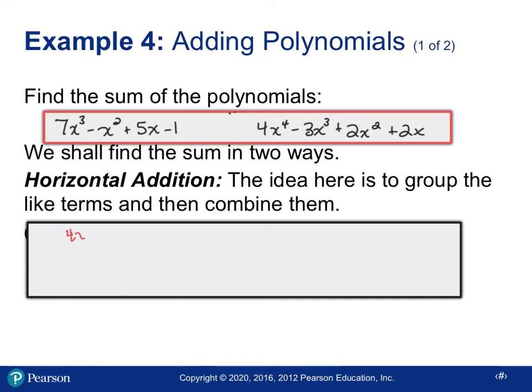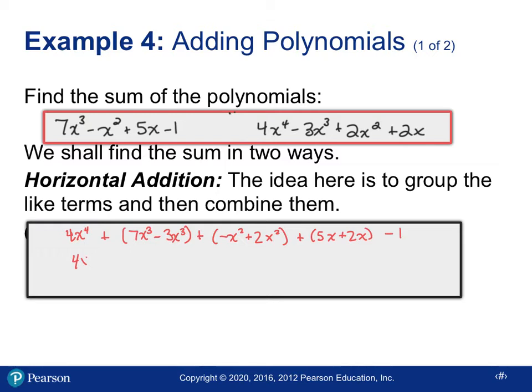So I look for the leading and the highest terms first. So I do x to the fourth, and I don't see any other x to the fourth, plus 4, and then the 4. Now I'm going to look at the x to the thirds. I have 7x to the third minus 3x to the third. Now I'm going to look at the second powers. I have negative x squared plus 2x squared. And then I look at the first powers. I have 5x and 2x, and then the 1 is left behind.